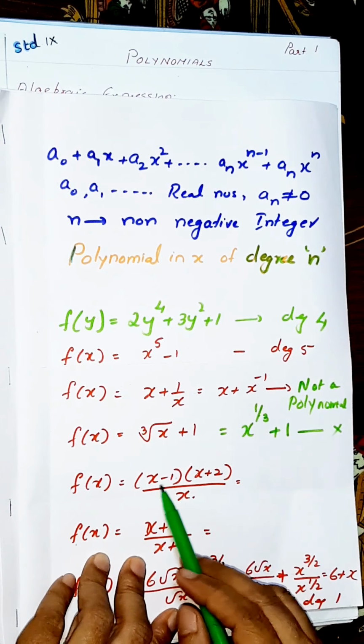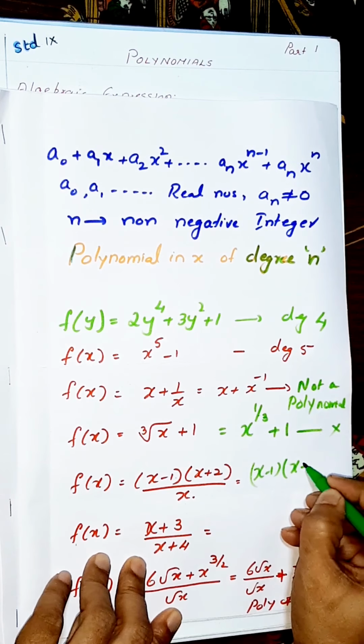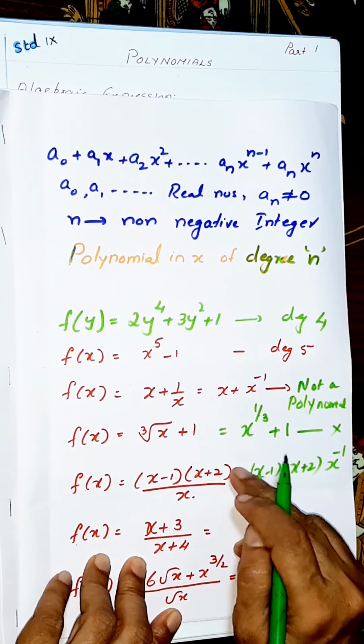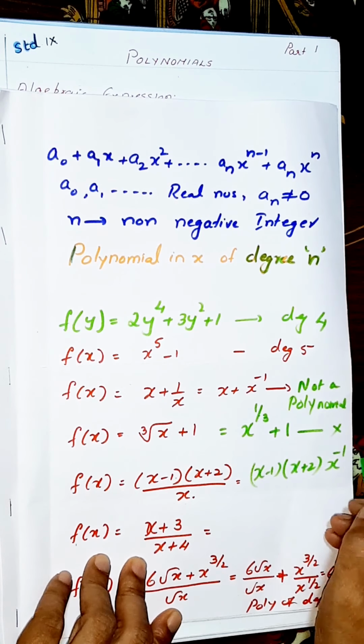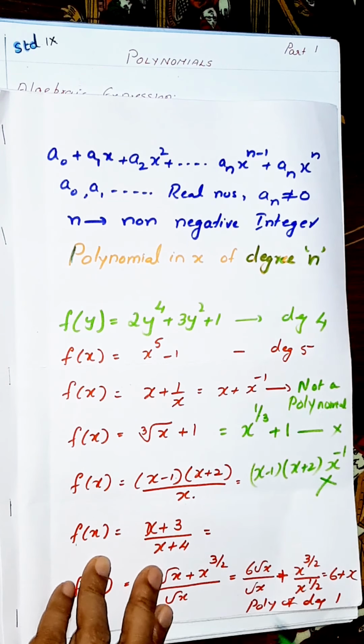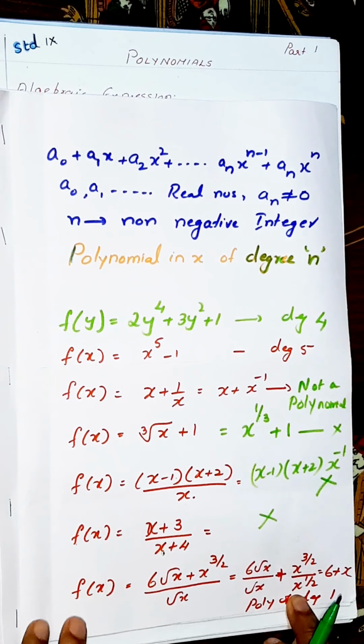Coming to this, again you can write this as x minus 1 into x plus 2 into x to the power of minus 1. So again you have a negative exponent. So this is also not a polynomial. Here also x is in the denominator, so this is also not a polynomial.